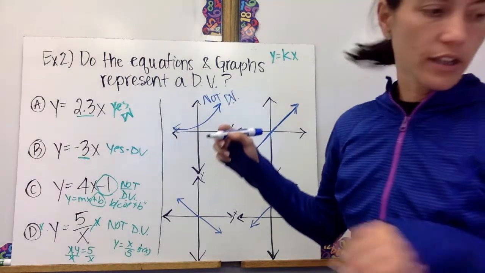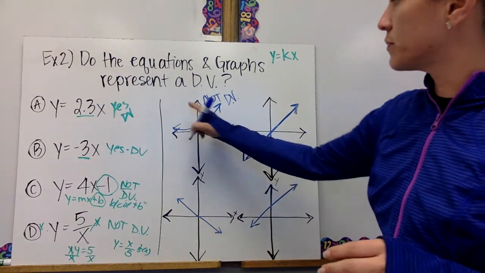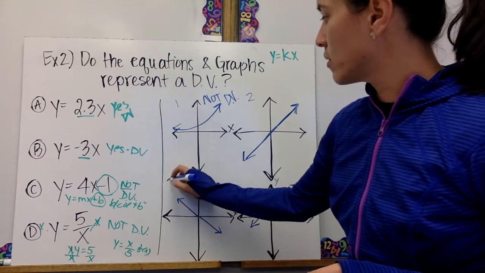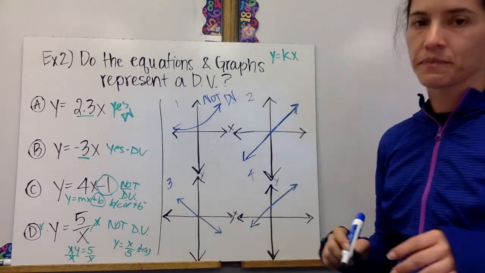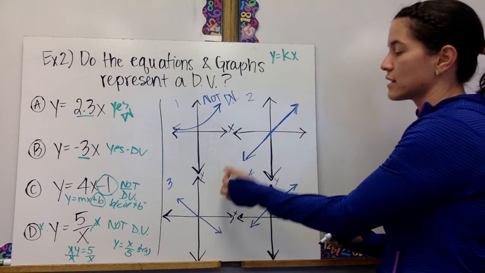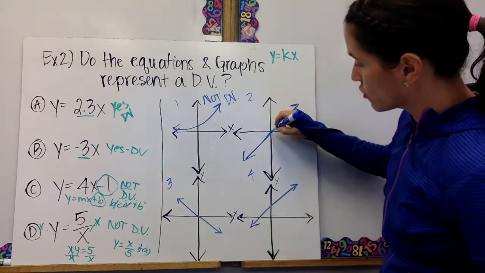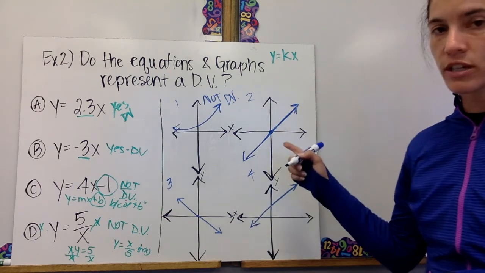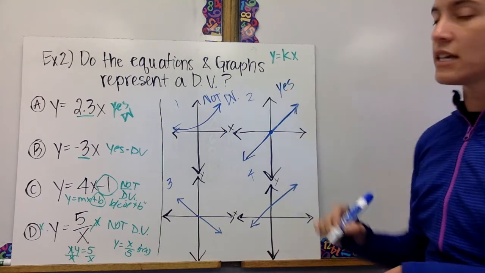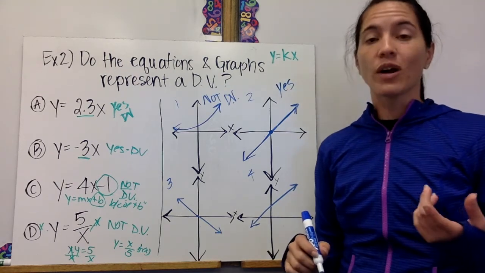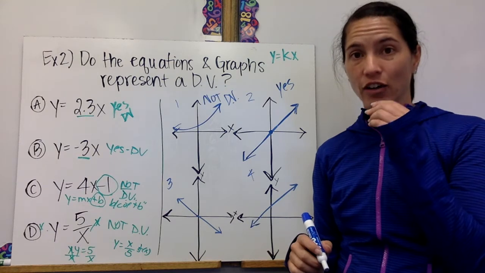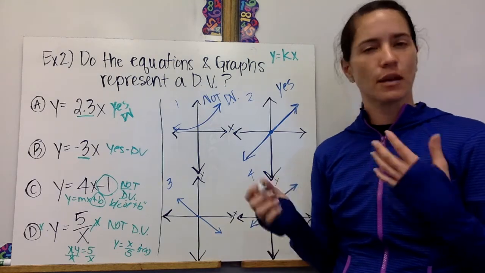So we'll say 1, 2, 3, 4. Number 2, this is a linear equation and it goes through the origin, even though it might not look like it goes through the origin, and so the answer is yes, this is a direct variation. If we wanted to find the k value, we would find the slope because that's the same place that it's at.